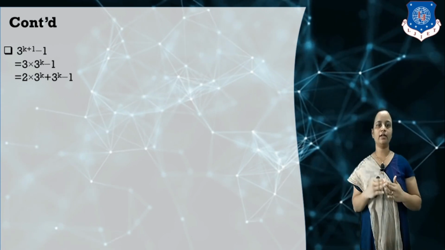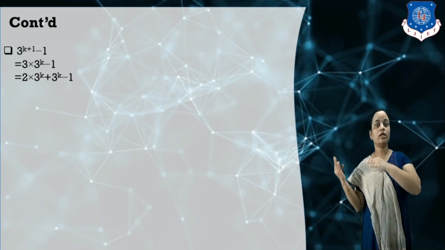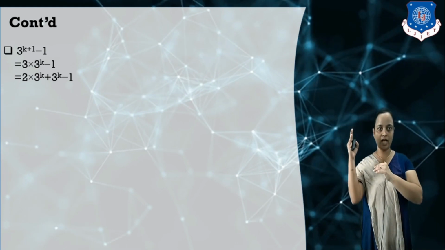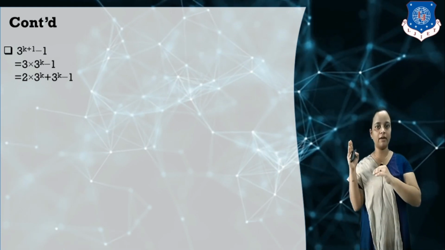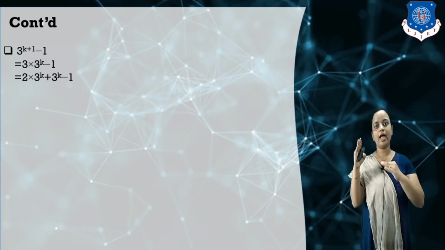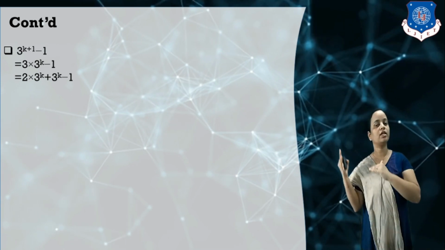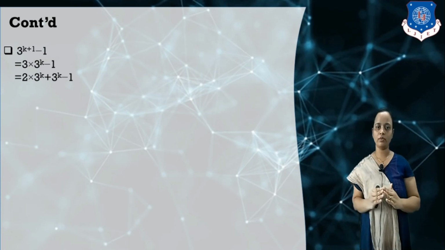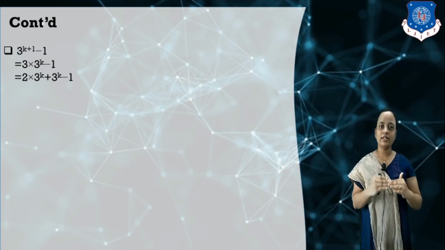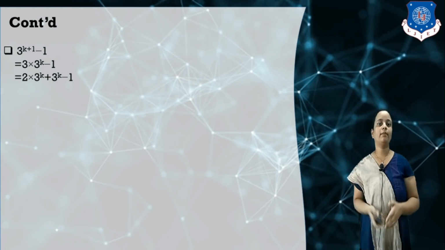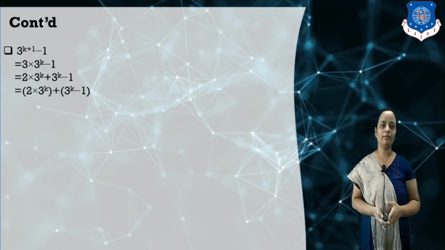Now see the second term, 3 raised to k minus 1. If you remember, in the inductive hypothesis we assumed n equal to k, so 3 raised to k minus 1 is a multiple of 2, which we have assumed. So we can say that this term is a multiple of 2. Yes, this term is a multiple of 2.